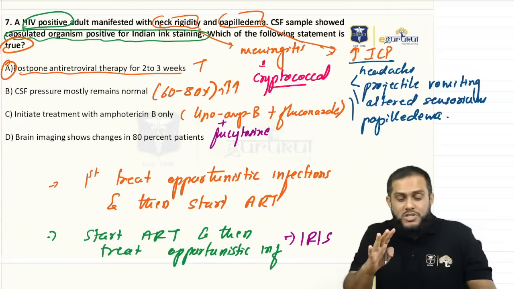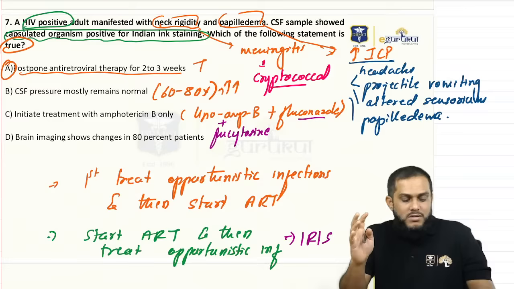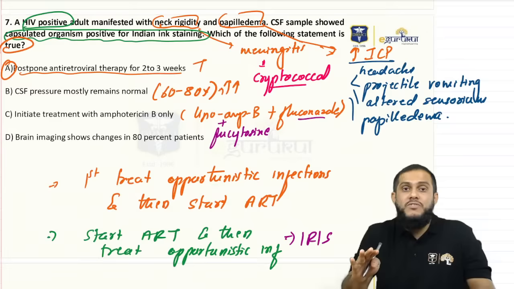Initially we have the induction phase, liposomal amphotericin B for 2 months. Then the consolidation phase, fluconazole 400 mg for 8 months. Then the maintenance phase, fluconazole 200 mg till CD4 count crosses 100. This is the complete treatment of cryptococcal meningitis in HIV patients. If it is a severe case, you have to add flucytosine.